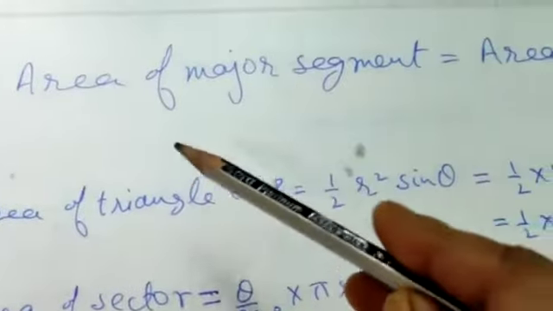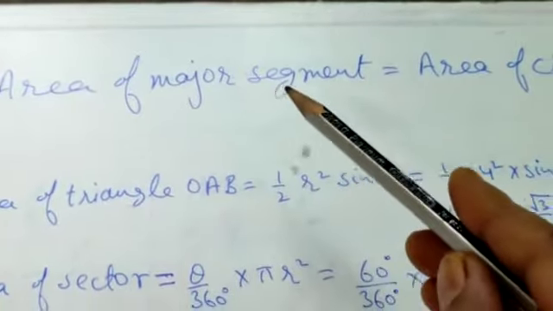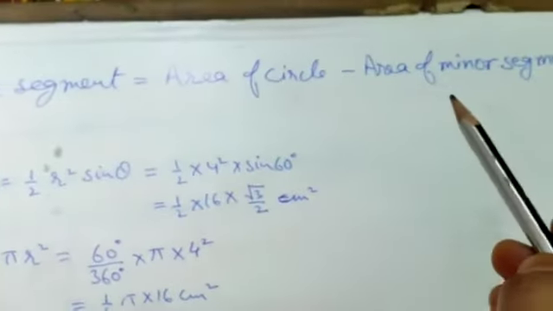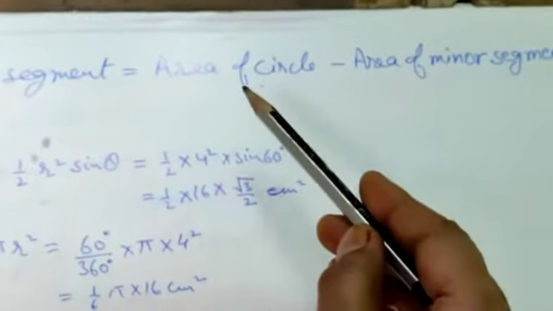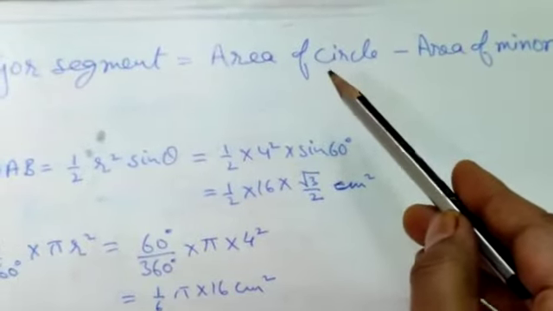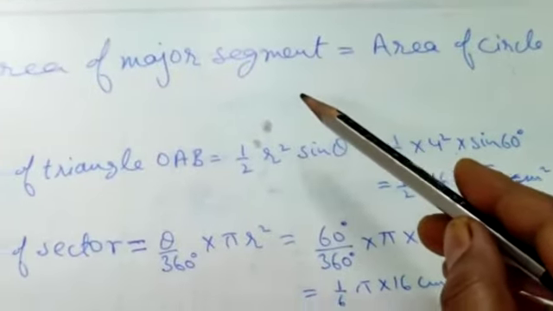So how do we find the area of major segment? We don't have any exclusive formula for finding the area of major segment. What we do is we just subtract area of minor segment from the area of circle. So this is the method for finding the area of major segment.